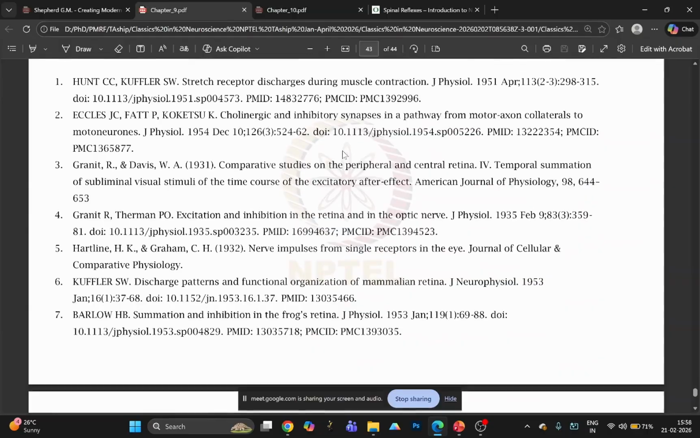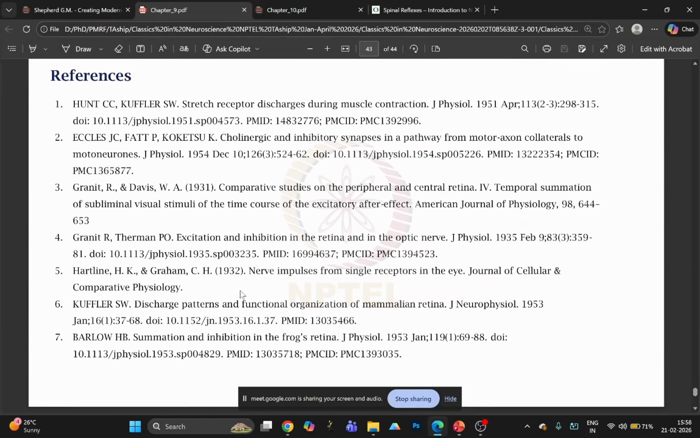Oh, by the way, I would strongly recommend you all to go through these papers. These are some of the very seminal papers that describe many of the experiments that we are discussing right now. For example, the one by Eccles, in which he describes the Renshaw cell. In the first paper, he talks about the inhibitory synapses, basically the recurrent inhibition pathway of the Renshaw cell pathway.